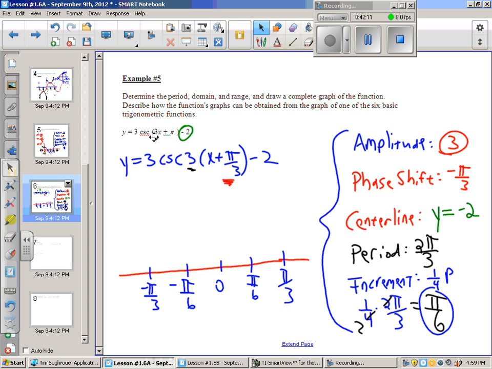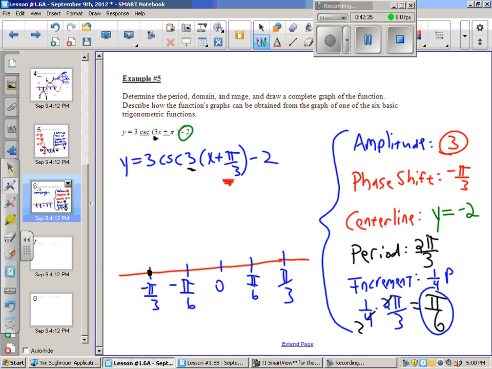We need to know that the cosecant is the reciprocal of the sine function. So we start off by treating this just like it is a sine function. So I look at this and I say, oh, this is a sine function. If it's a sine function, it starts on the center line at the phase shift, not at 0, at the phase shift. The phase shift is our starting point.